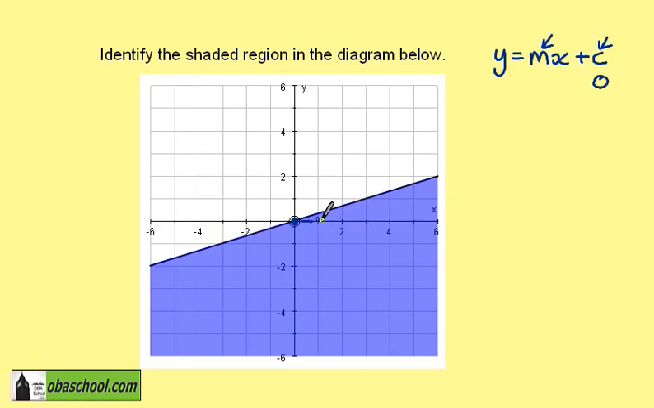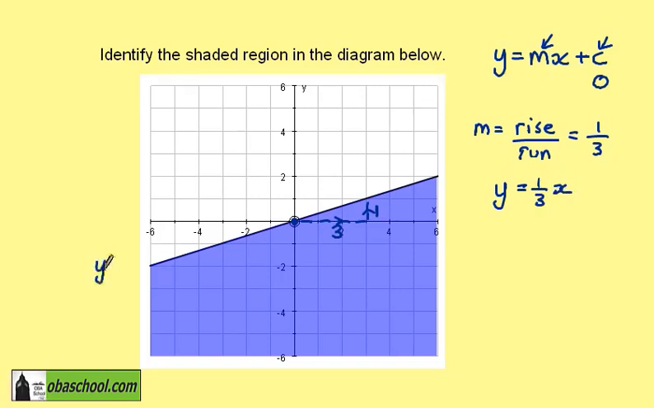Now let's find the gradient. If we go across by 3 units, we go up by 1. The gradient is defined to be the rise, which is the distance upwards, divided by the run, which is the distance across. In this case, m is 1 over 3, or 1/3. Since c is 0, it follows the equation is y is 1/3 x. So the line itself is y is 1/3 x.